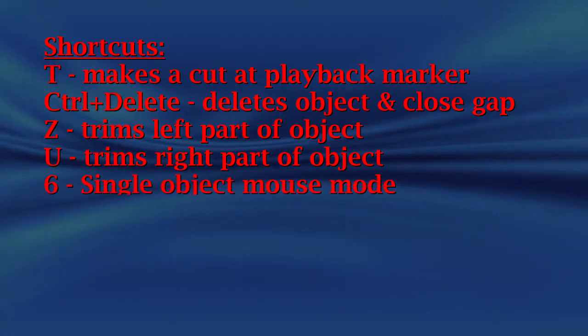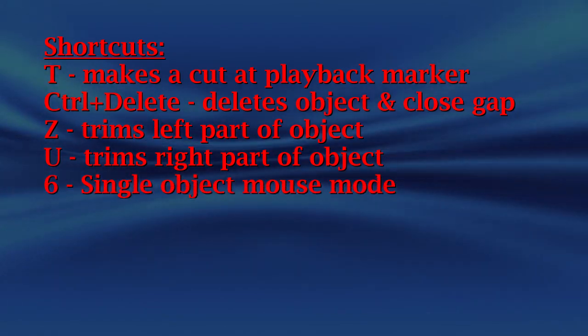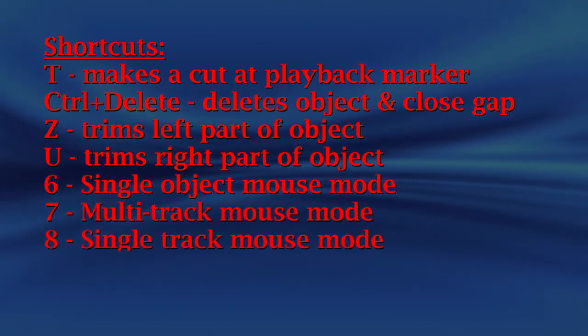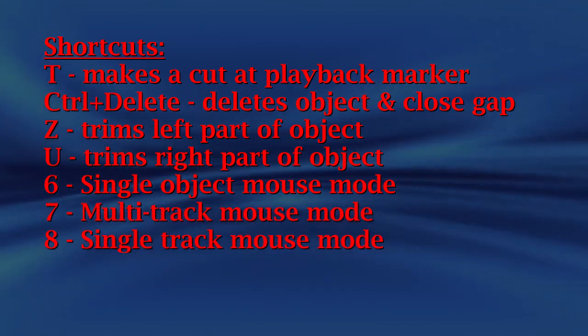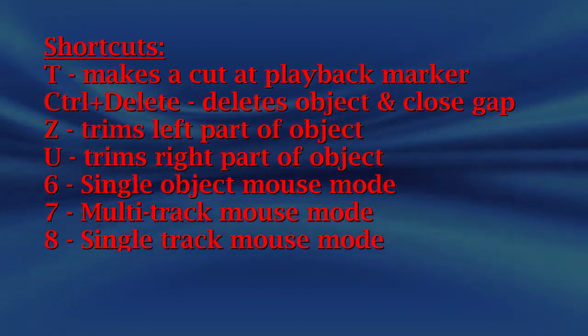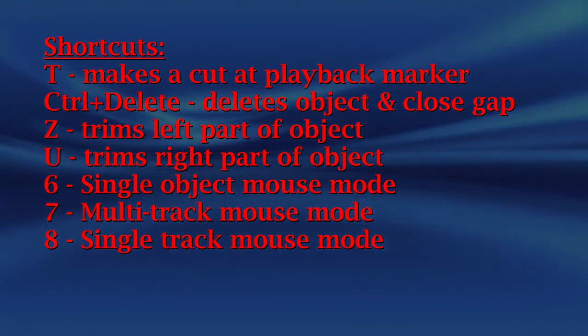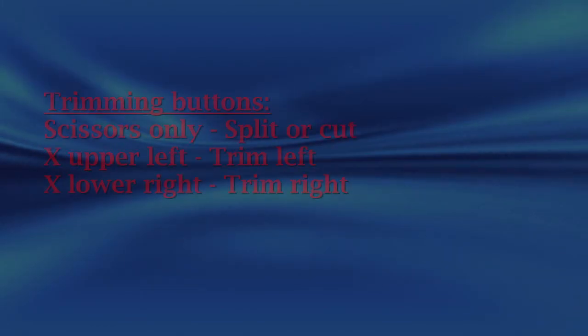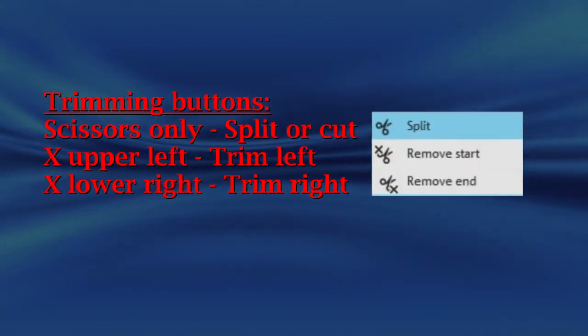And watch out for those mouse modes. 6 is for single object mouse mode, 7 multi-track mouse mode, and 8 for single track mouse mode. And before trimming, make sure that you check which mouse mode you're in, or you might not get what you want. So watch which mode has focus.